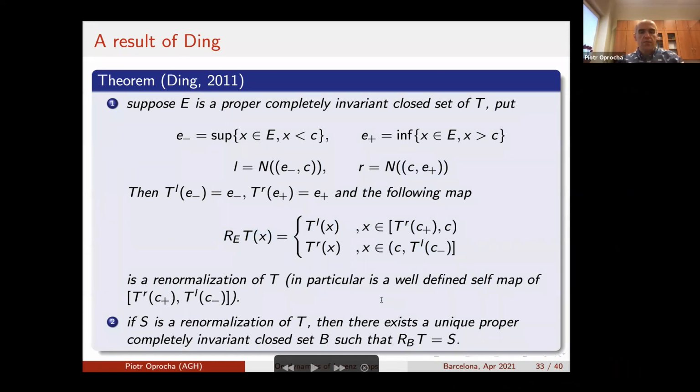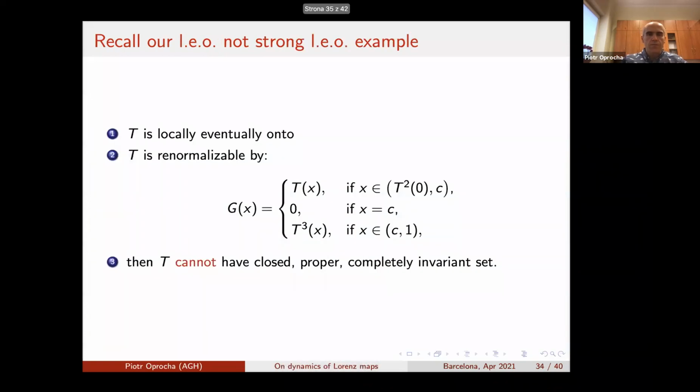The second part tells you that you should be able to work conversely. So if you have renormalization, then you should be able to find a set B, which is completely invariant and closed, and it will give you your renormalization. So I start with renormalization, and then I'm able to find a set for which, if I define the map that way with all that procedure, I will get my renormalization. Okay.